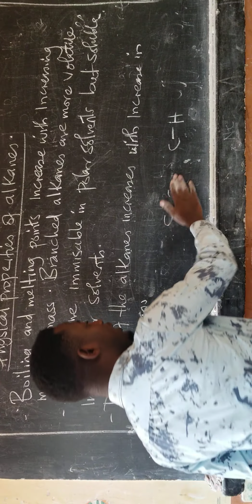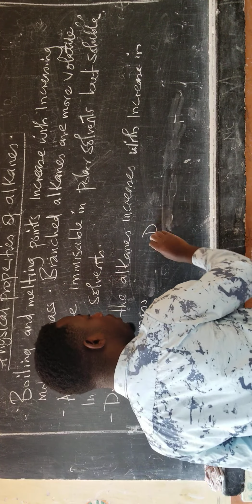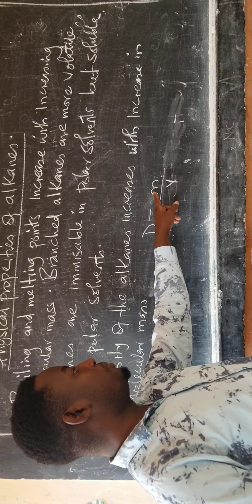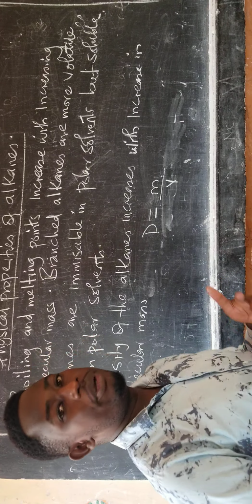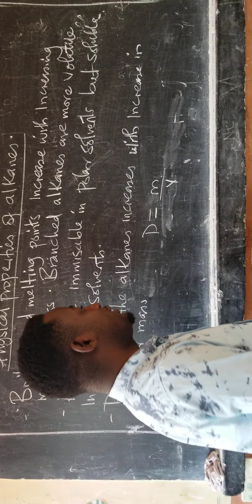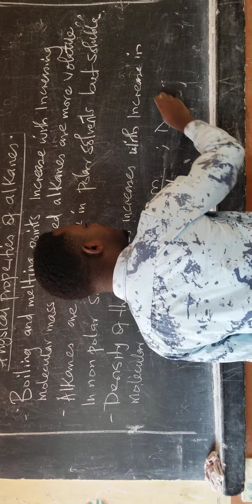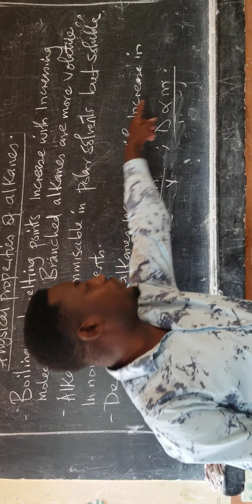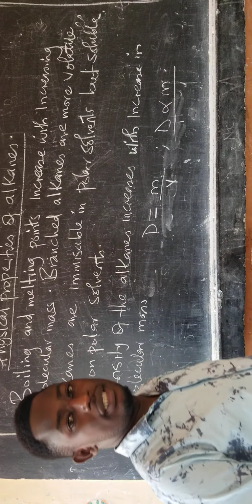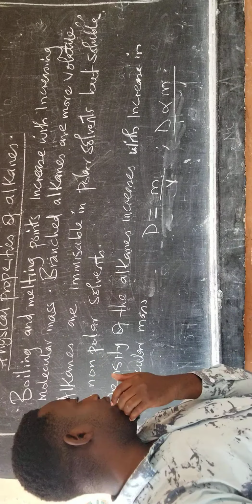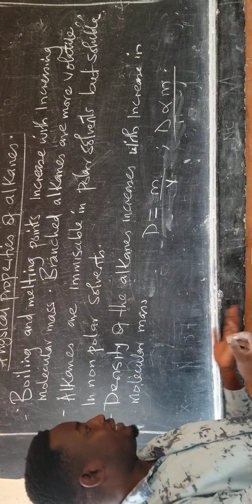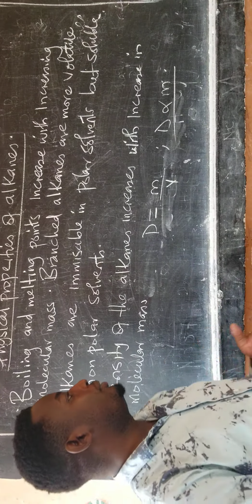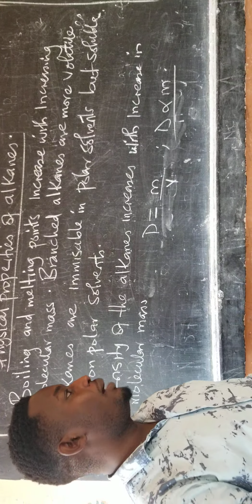Also, the density of alkanes increases with increase in molecular mass. Of course, this one is very clear in the sense that by formula, density is mass over volume. And mass in that case can be represented as molecular mass. That simply means that density is directly proportional to mass. So the more mass increases, the more the density increases. That is why the first alkanes are gases, and then as you continue down, they become liquids, and they end up becoming waxes.